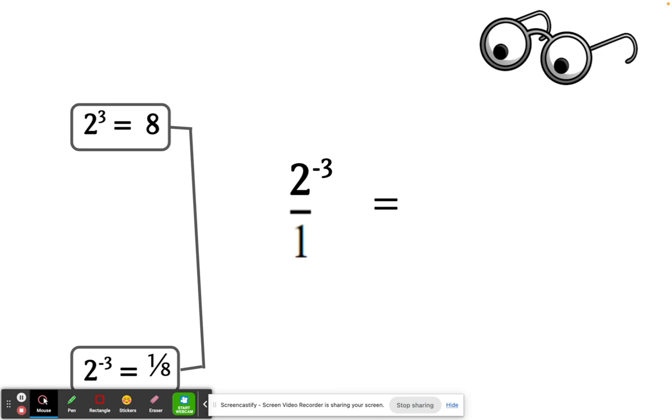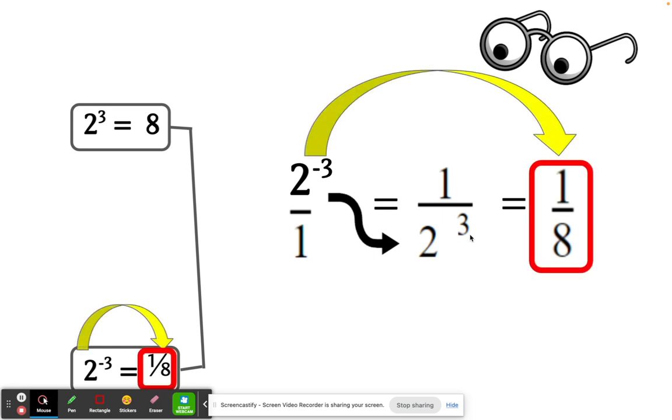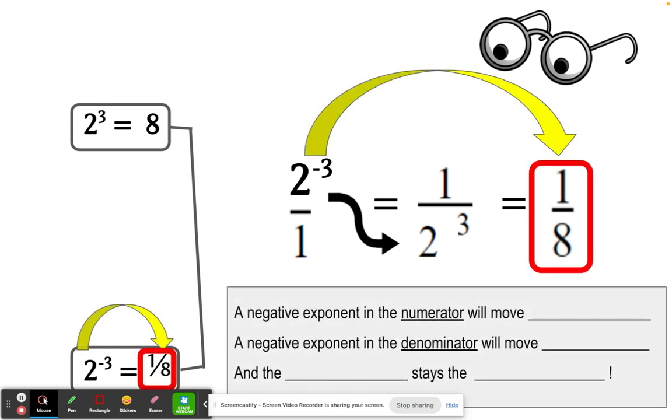So, in other words, 2 to the negative 3 power, I would just move that 2 to the third power downstairs and make it a positive 1/8. The negative exponent in the numerator will move downstairs. So we take this 2 to the negative 3, move it downstairs, it will become a positive 3, and then we have a 1/8. Now if I have a negative exponent in the denominator, let's say this was 2 to the negative 1/3 in the denominator, I would move it upstairs, and the base stays the same.